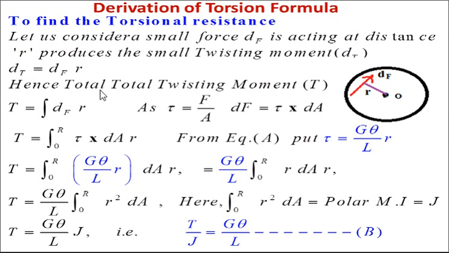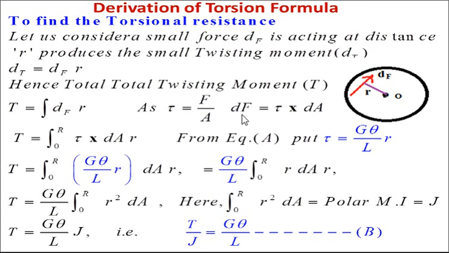Hence, to find the total twisting moment acting over the surface, you can write capital T is equal to the integral of dF into r. And as you know that tau is equal to force upon area, the force will be equal to tau into A.